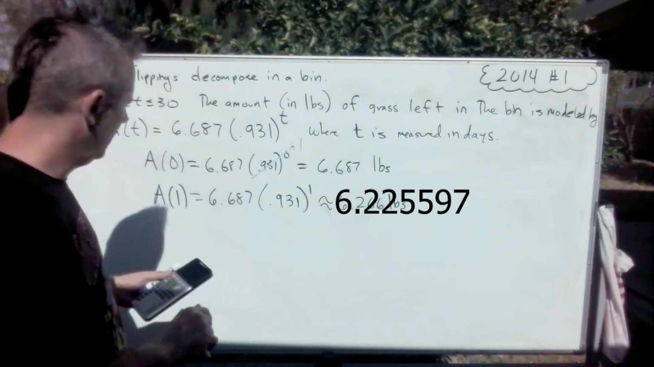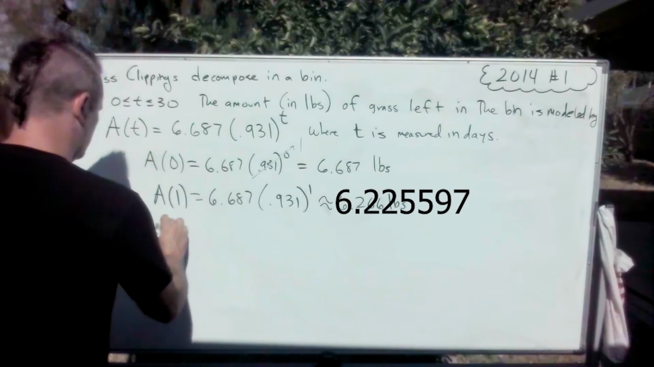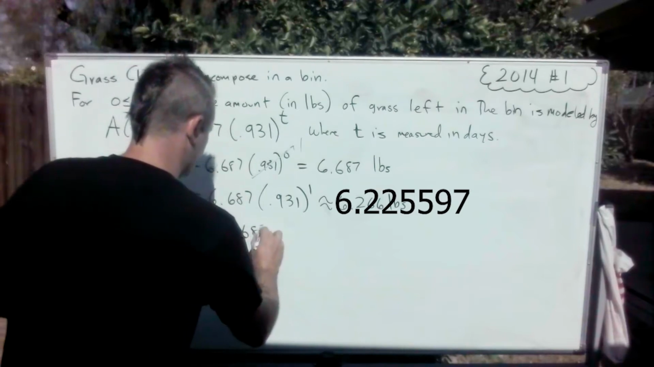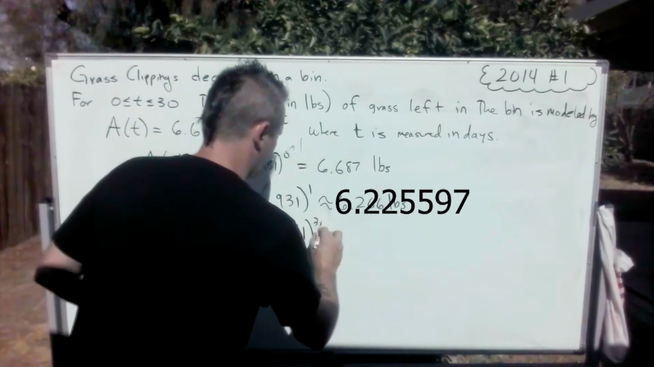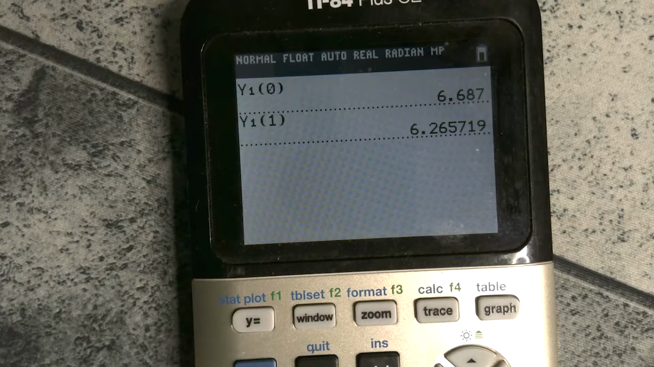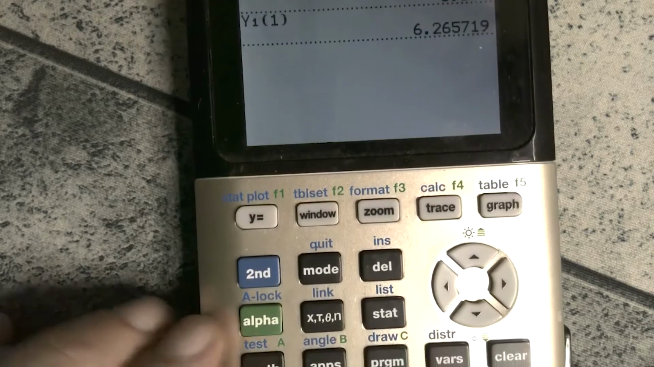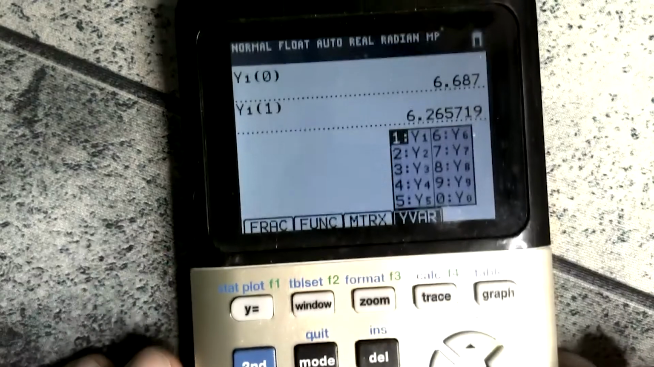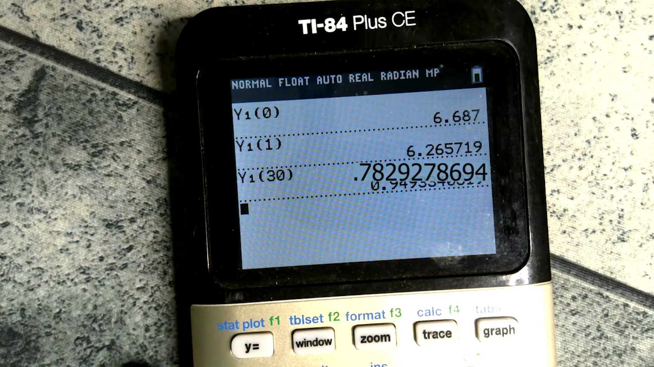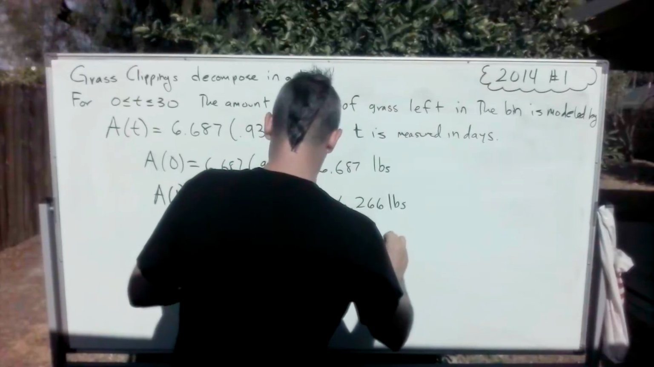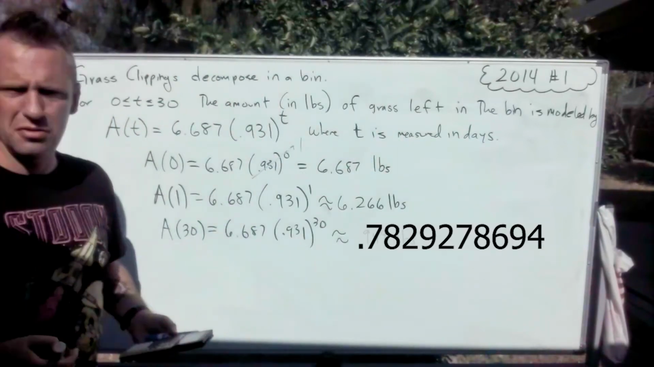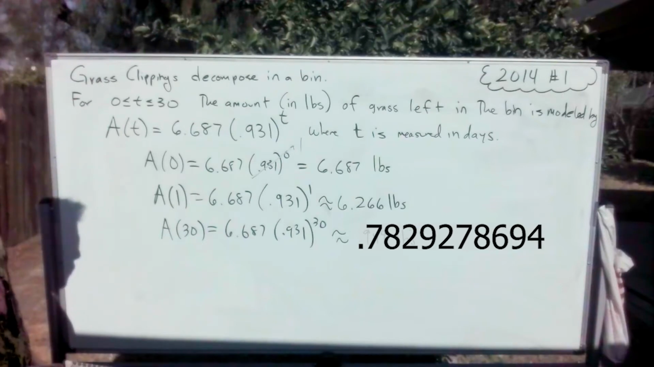It looks like 0.4 of a pound, a little bit less than half a pound of clippings, have disappeared in just 1 day. Just for fun, let's figure out what's happening on the 30th day. I wonder how much there is on the 30th day. So 6.687 times 0.931 to the 30th power. When you raise 0.931 to the 30th power, it's going to get quite small. However, I'm simply going to ask the calculator for y1 of 30 and see what it says. And it tells me there's 0.949 pounds left. So even after 30 days, we still almost have a pound of this grass left in there.